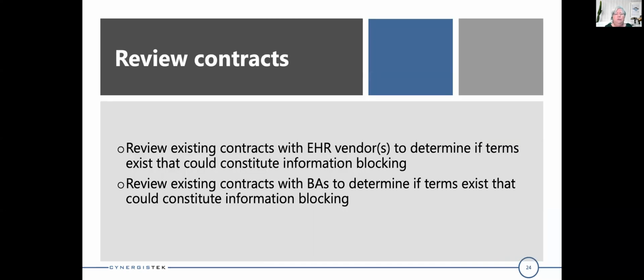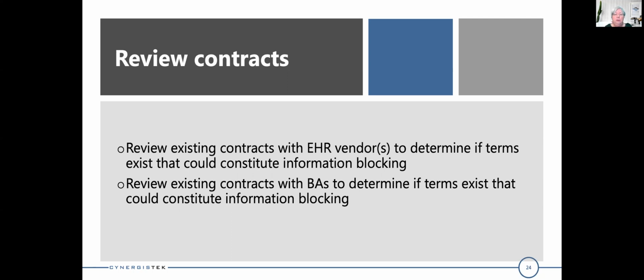Now, reviewing contracts, you may have contract terms that exist today that would constitute information blocking if you enforce those terms of the contract. Under the rule, those would essentially be considered invalid. In other words, they're not enforceable provisions of your agreement if they constitute information blocking. So you may want to look at existing contracts to say, okay, is there anything in here that we think would constitute information blocking, and make the other party aware that you don't believe those are any longer enforceable terms.